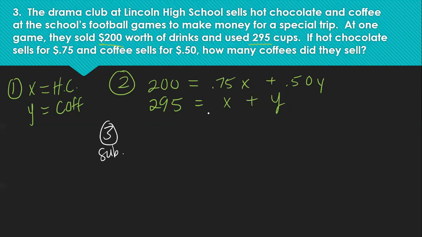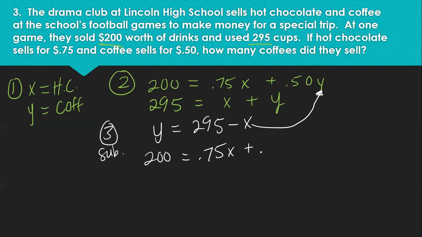I have simple variables, right? I can easily get one of these by itself. Does it matter which one? No, let's just get Y by itself. So we have Y equals 295 minus X. So we're gonna substitute it in. So we have 200 equals 75X plus 50 cents times 295 minus X. Are we okay with the substitution?